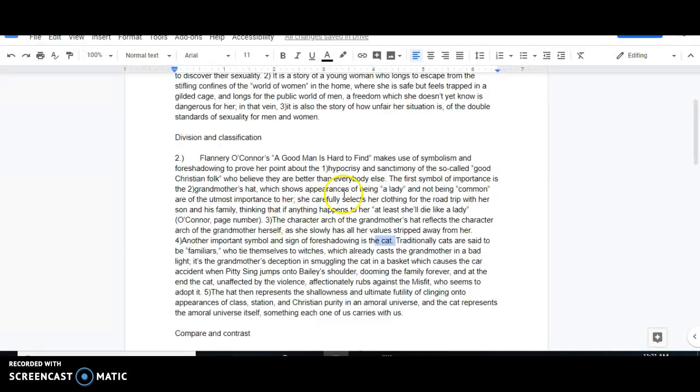And here, you're talking about the themes of the story. Here, you're talking about one symbol and why it's important. Here, you're talking about the character arc of the grandmother and that symbol, so that's separate. Here you're talking about another symbol, foreshadowing and symbol itself. And here you're tying them together to go back to talking about religion and morality and amorality. So this is how you would do division and classification, right?